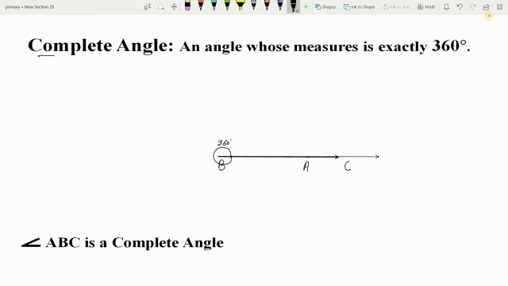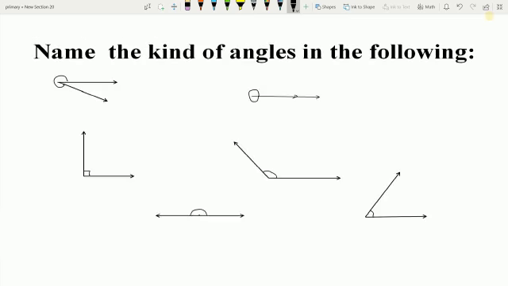And the last one is complete angle. An angle whose measure is exactly 360 degrees is called a complete angle. Students, here in the given figure you can see the measurement of the given angle is exactly 360 degrees. It means it is like a circle. So we can say angle ABC is a complete angle.